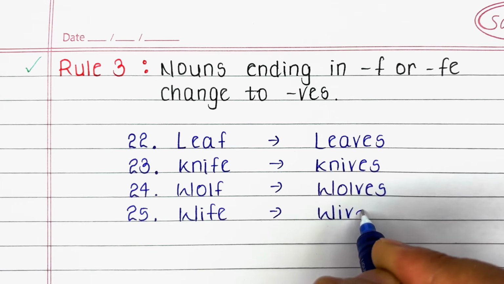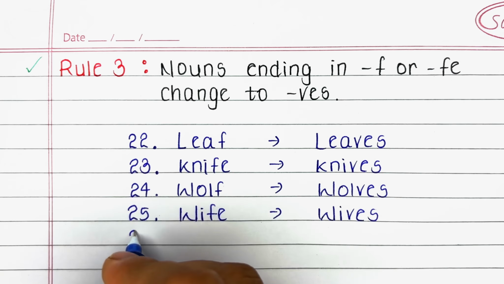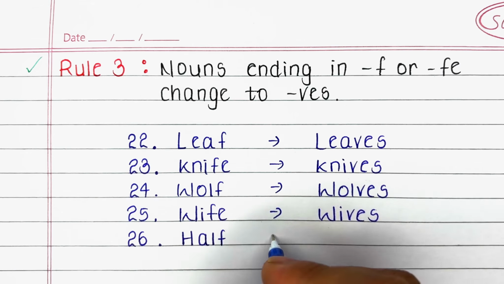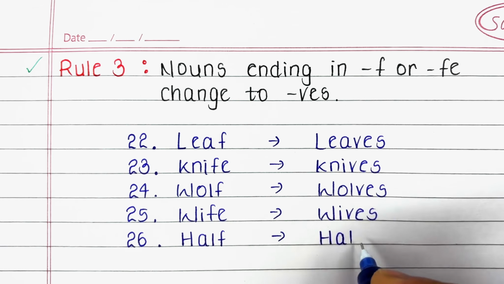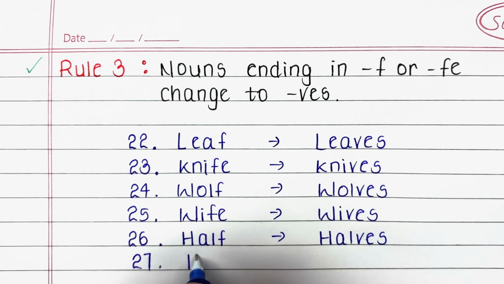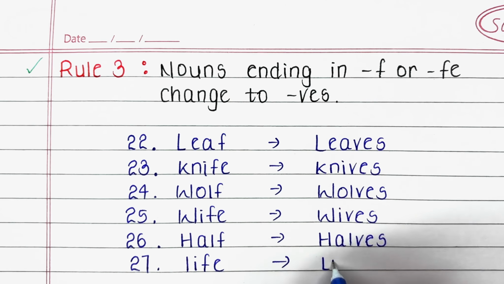Next word is wolf. The plural of wolf is wolves. Next word is wife. The plural of wife is wives. Next word is half. The plural of the word half is halves.